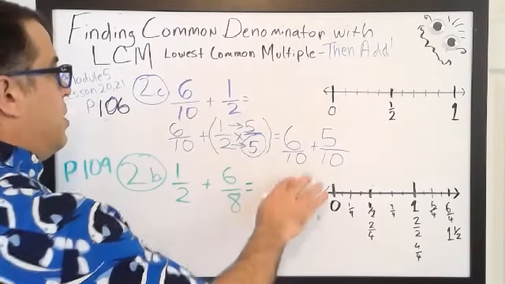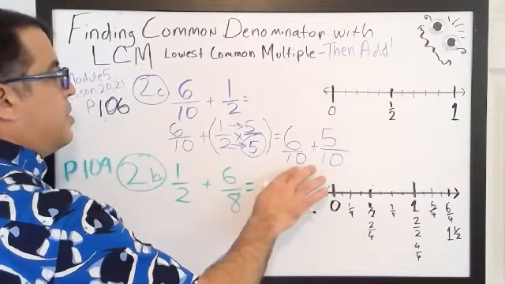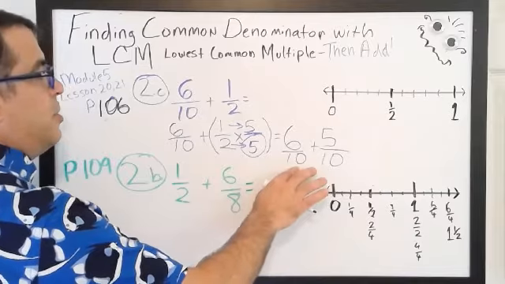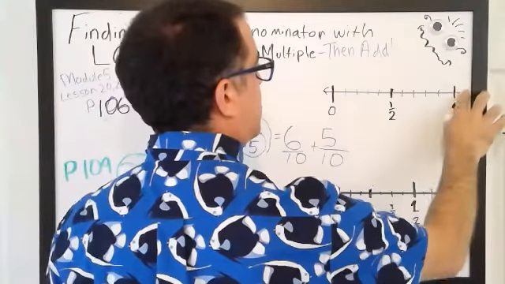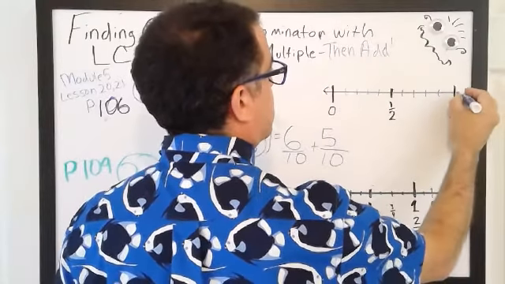Well, wait a minute. This is actually bigger than one whole number. So I need to change my model over here a little bit. This is going to extend out a little bit.